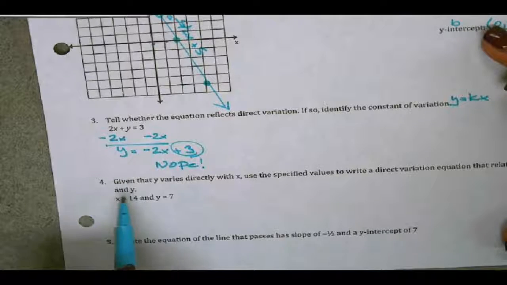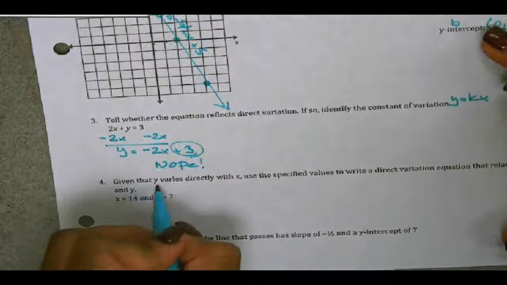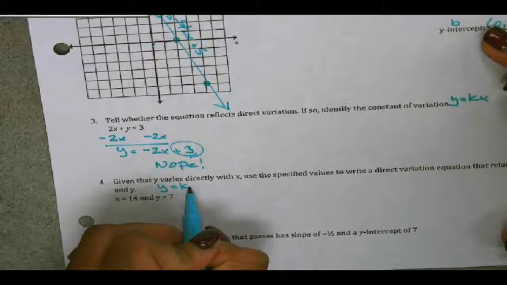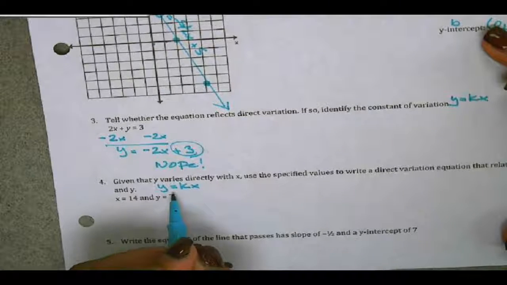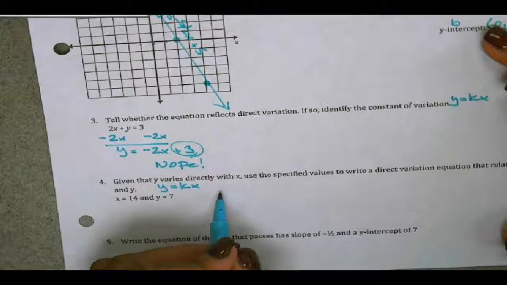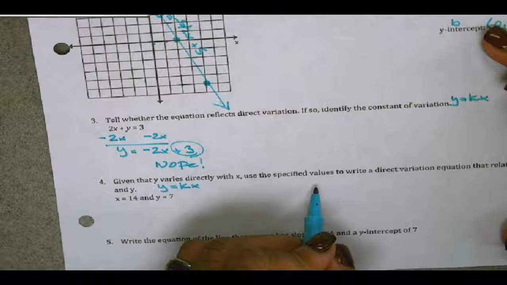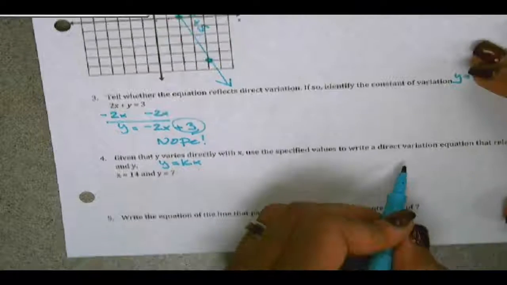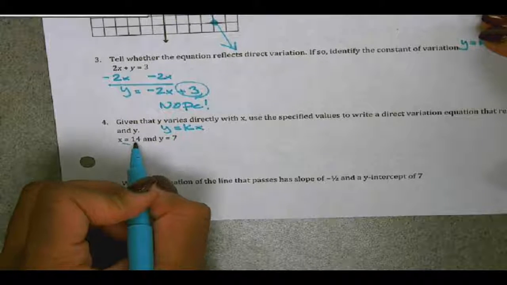Now, number 4 is different. This says, given y varies directly with x. This is the interpretation of that. Y varies directly with x. Use the specified values to write the direct variation equation. So that's the first thing I want to do. Actually, that's the only thing I want to do.